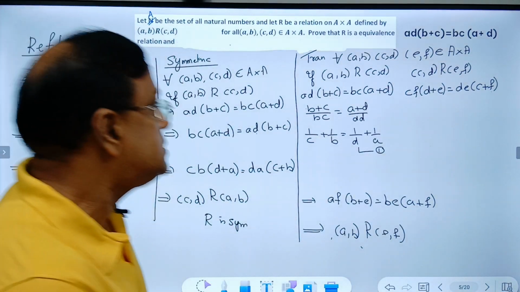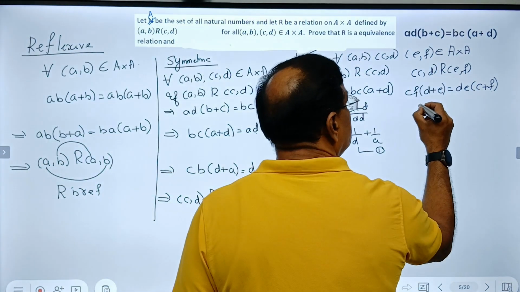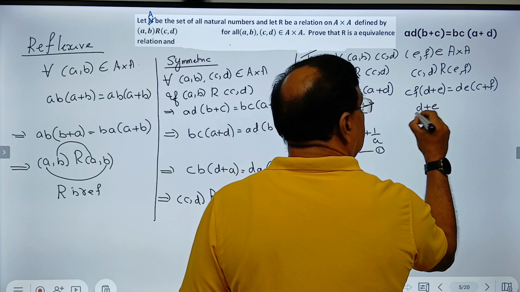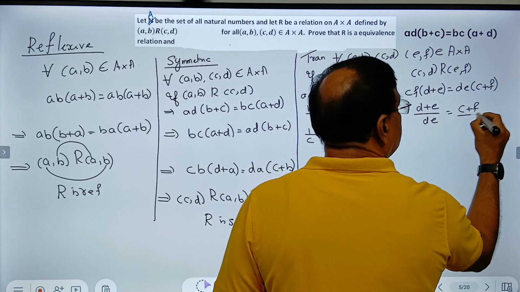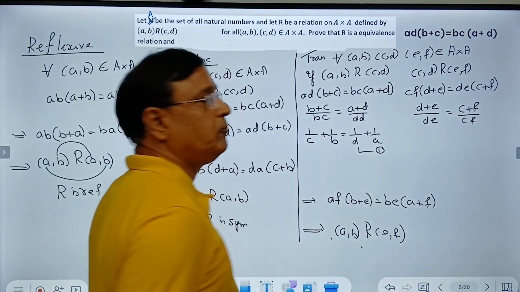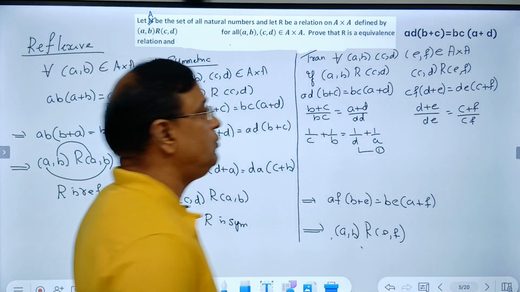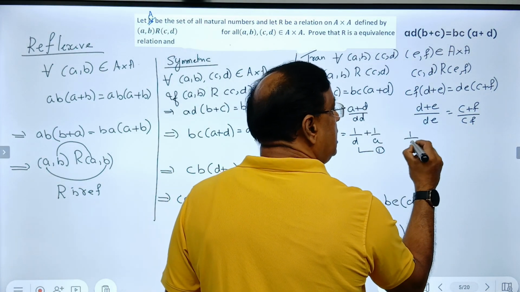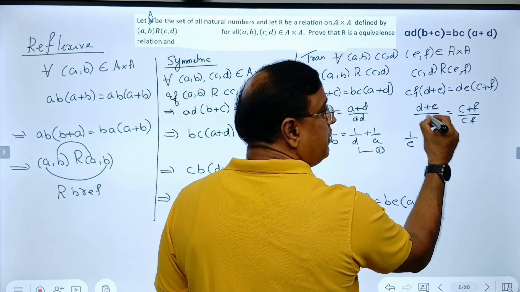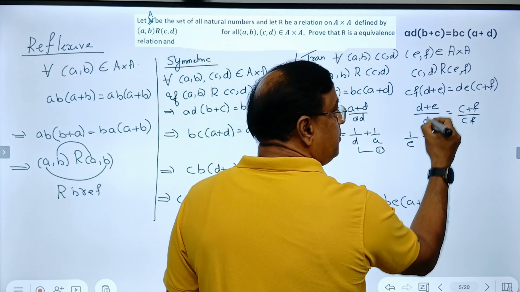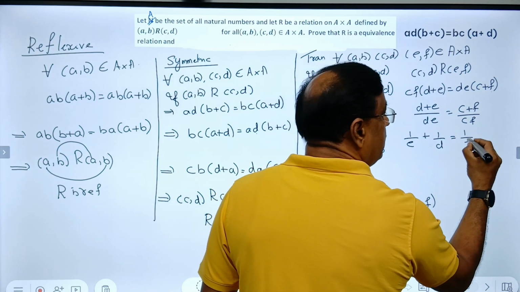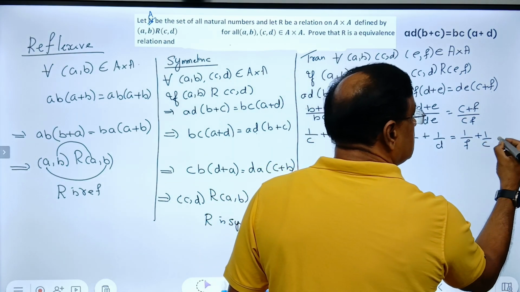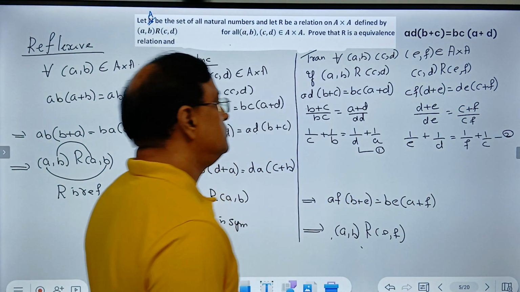Okay. Same thing you do for this also. What you will do? You will bring DE down and CF up. Now you split it. How do you split it? 1 by E, because D by DE is 1 by E. E by DE is 1 by D equal to 1 by F plus 1 by C. Call this as 2.